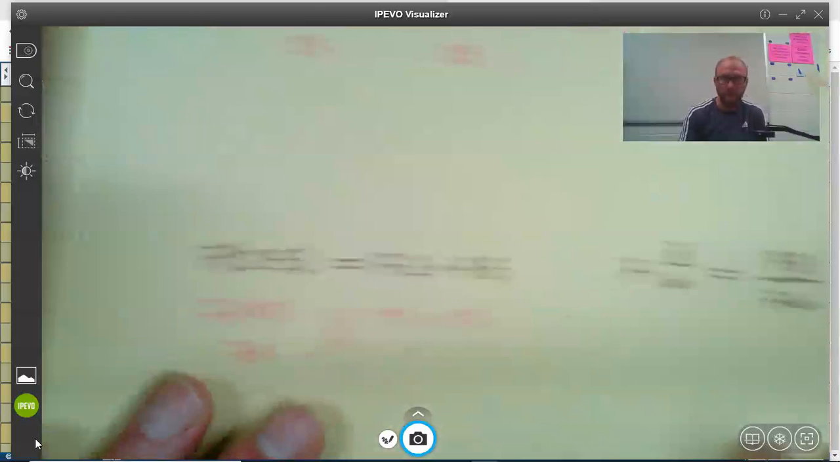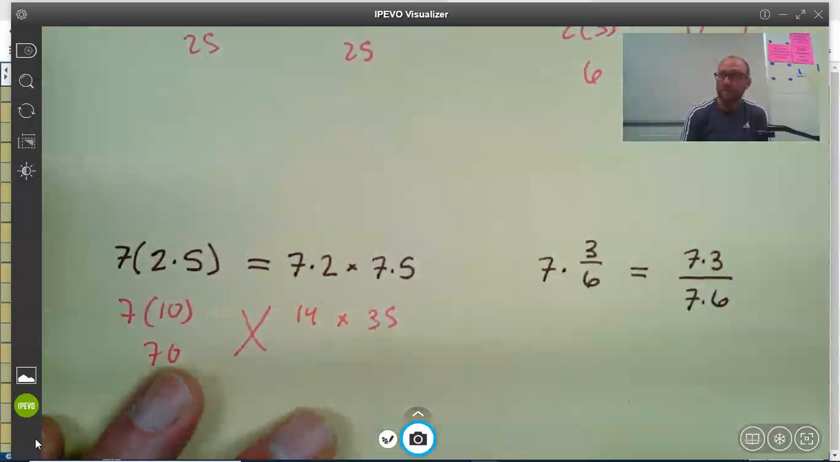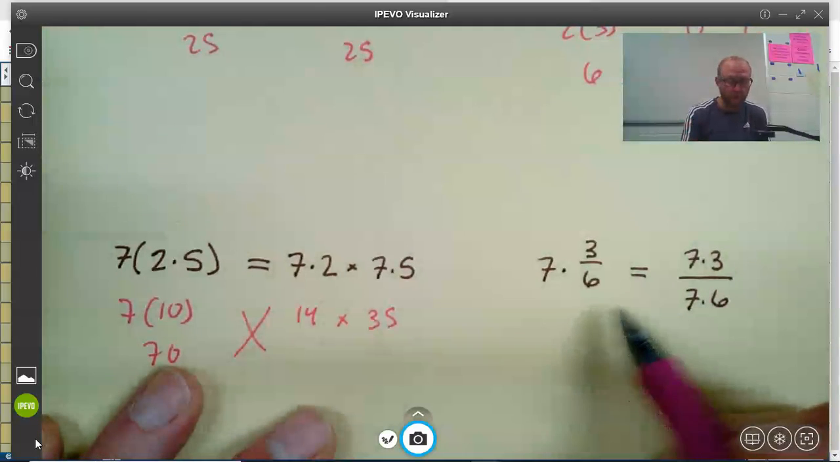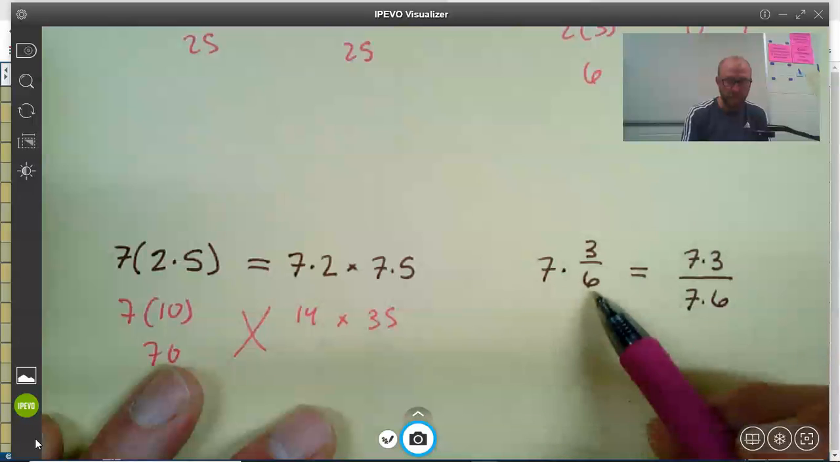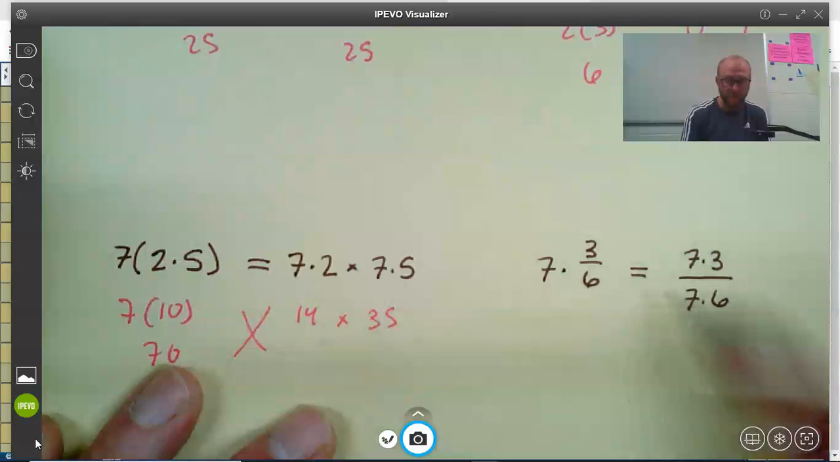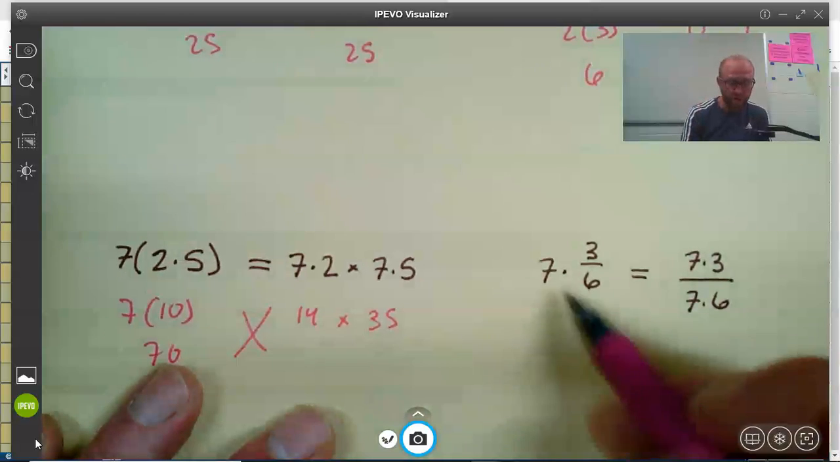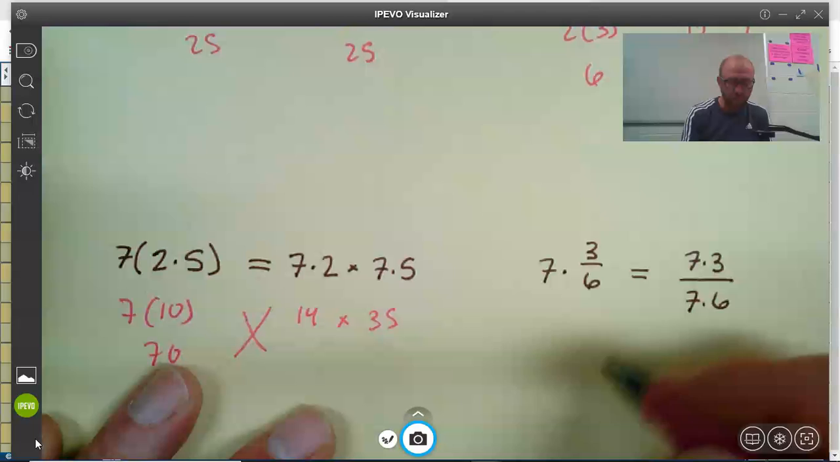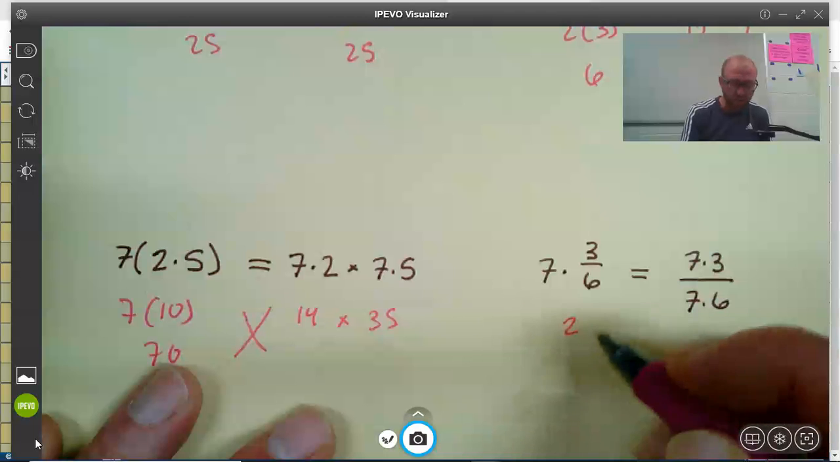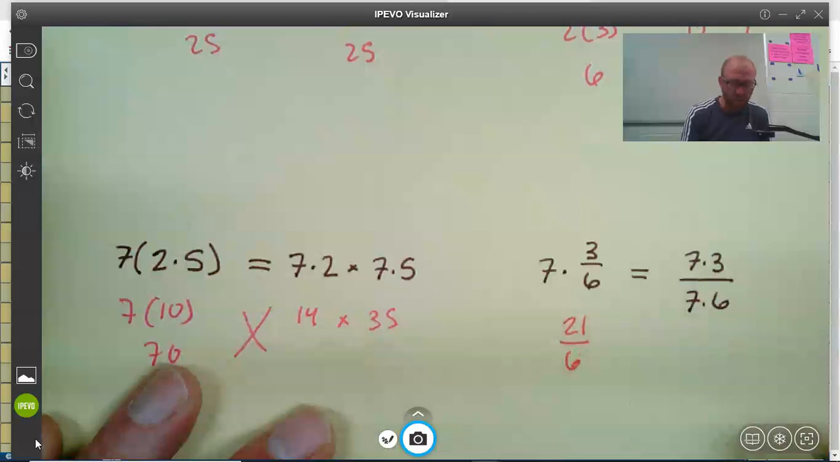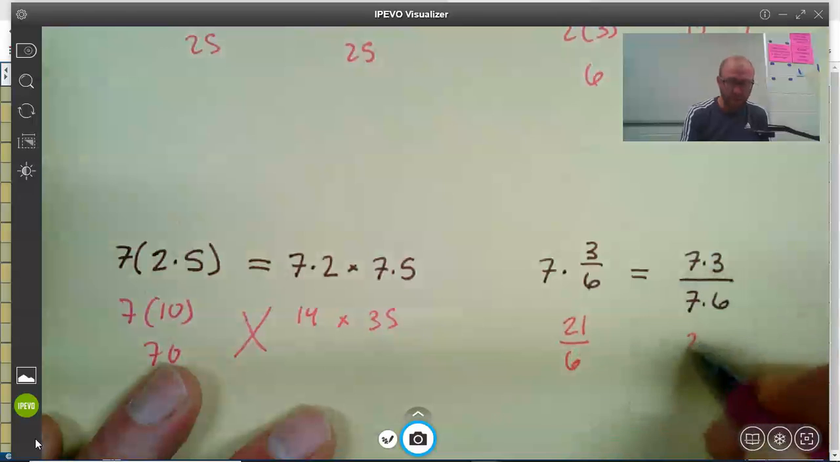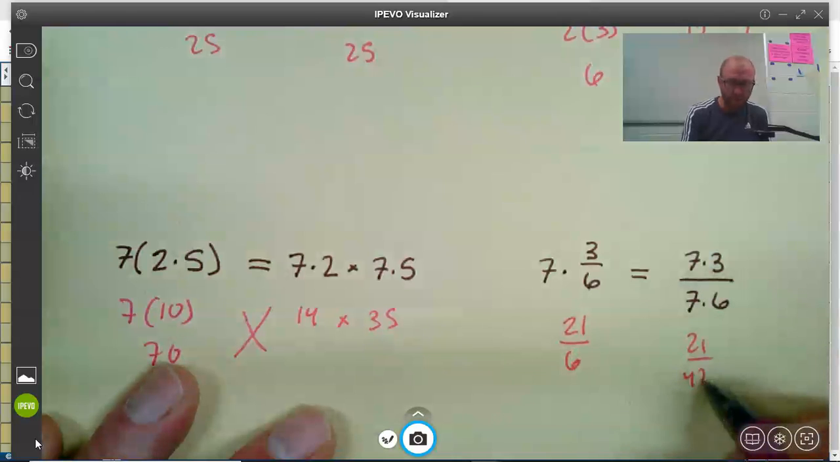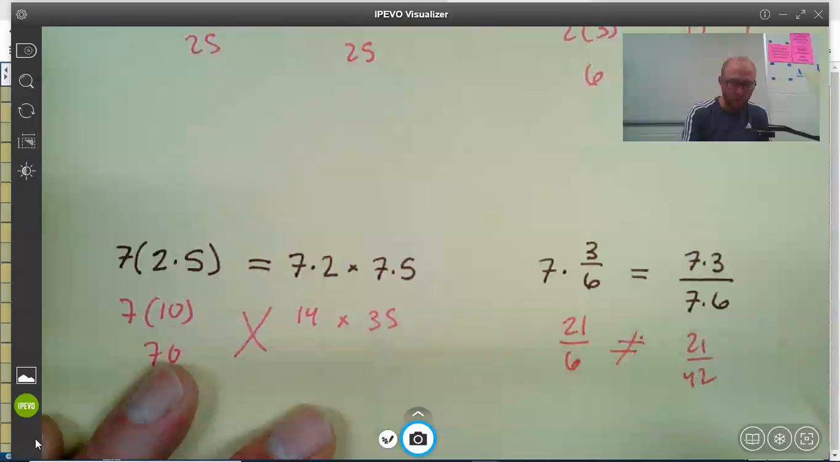Over here, we can check, does it work with division? So is 7 times 3 divided by 6 the same as 7 times 3 divided by 7 times 6? So let's see. 7 times 3 divided by 6 is 21 over 6, but 7 times 3 is 21 over 7 times 6 is 42, and they are not equal.